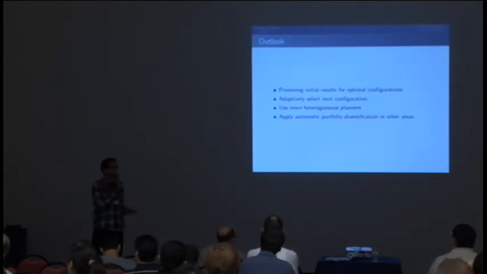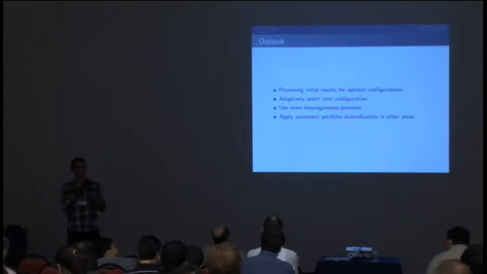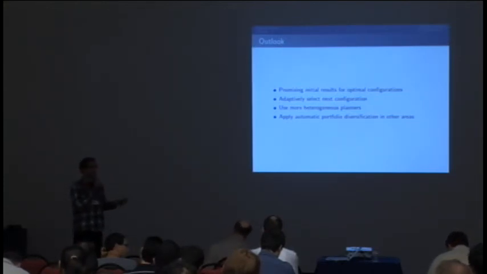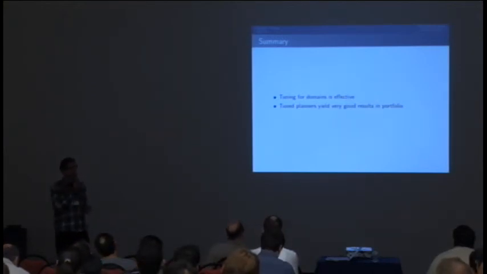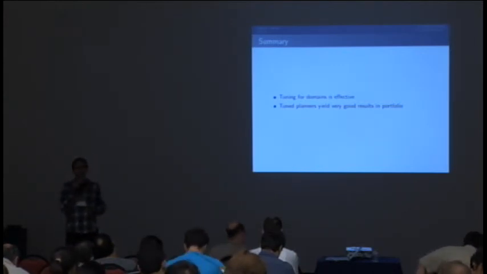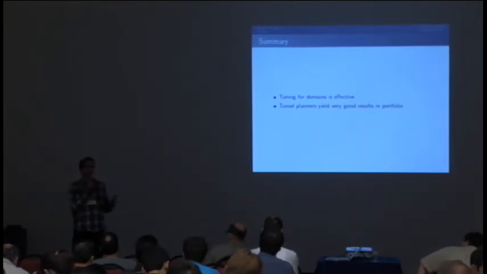We encourage everyone to apply this automatic portfolio diversification method also in other fields, because we think if you use a broad range of planners or algorithms, you might perform better than just one method, because the domains are probably very different. So we have seen that on the one side, tuning for domains is very effective. And if we combine those found planners in a portfolio, we get very good results. So if you want to win the next IPC, I would recommend to obtain a large set of diverse planners and combine them in a portfolio. Thank you very much.